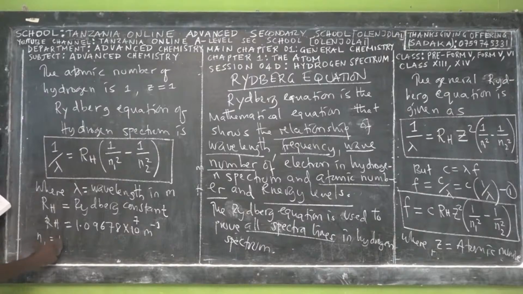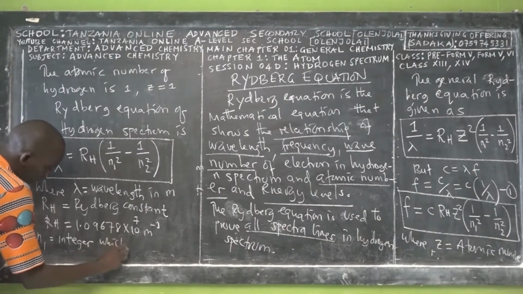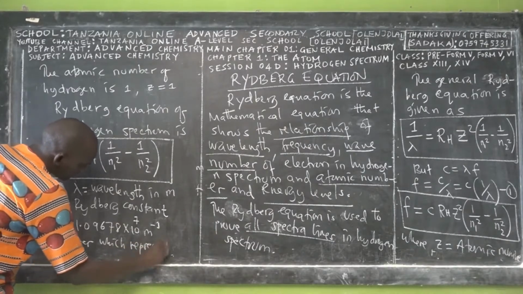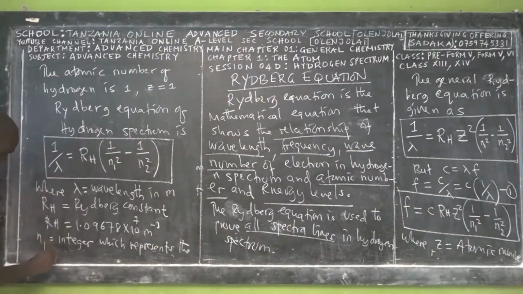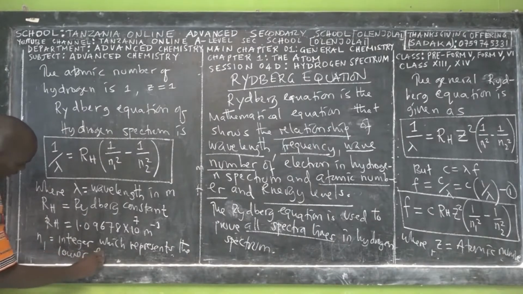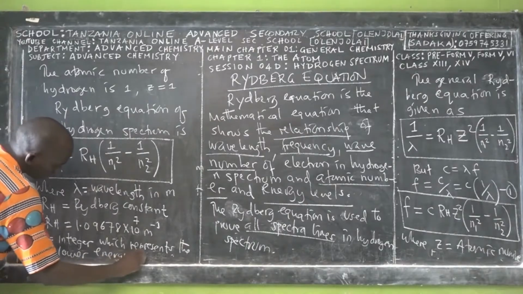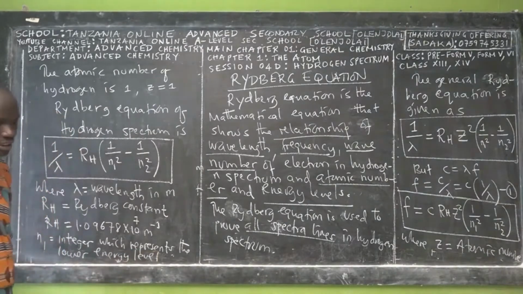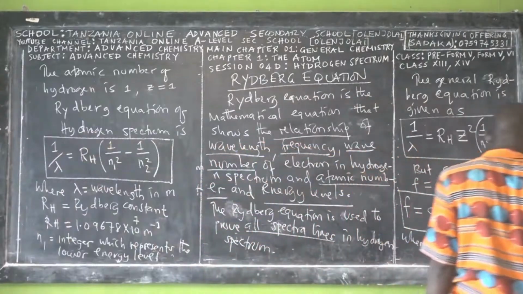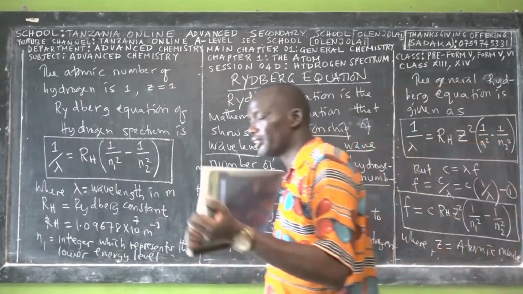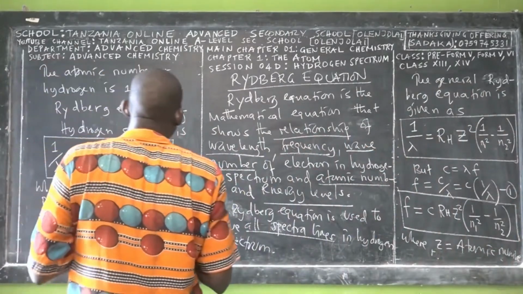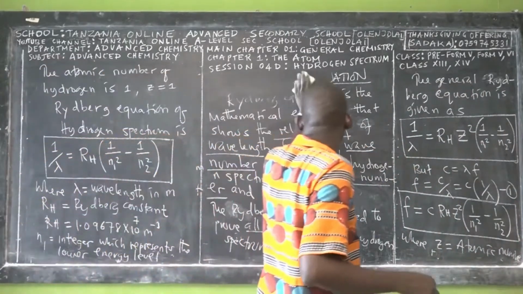Then n1 is an integer which represents the lower energy level. And n2 is an integer which represents the higher energy level, the higher or excited energy level.